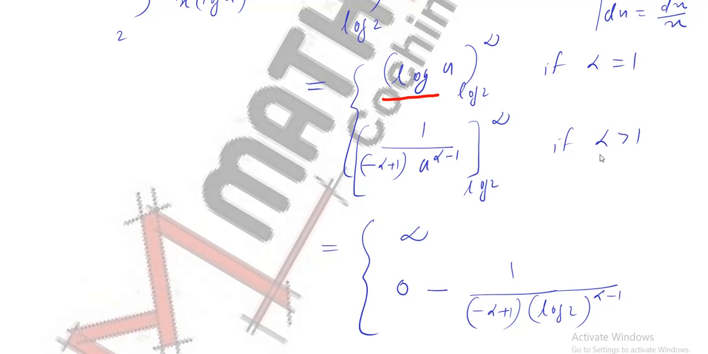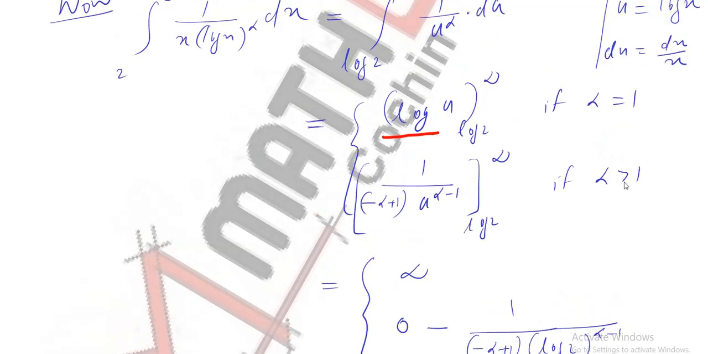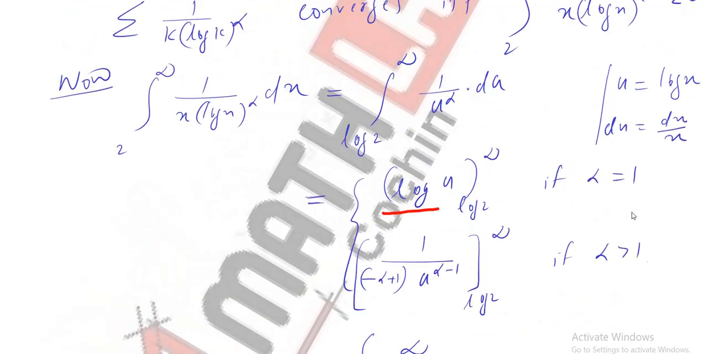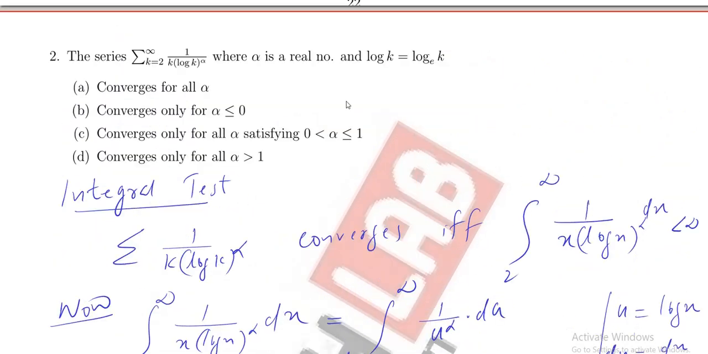But if alpha is greater than 1, there will definitely be a u term in the denominator, and when you apply infinity in the limit, that becomes 0, and you will get a finite quantity. So this integral exists only if alpha is strictly greater than 1. So it converges only for all alpha greater than 1. So option D is right, all the other options are false.